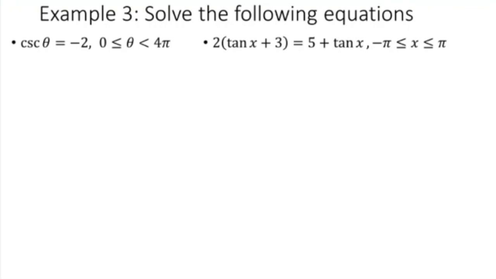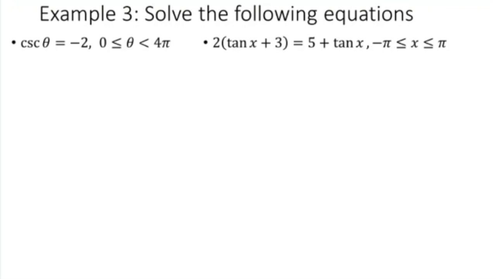Oftentimes, instead of finding every possible solution to a trigonometric equation, we're only going to want solutions in a specified domain. For example, we're going to solve cosecant theta equals negative 2 when 0 is less than or equal to theta, which is less than 4 pi. Secant, cosecant, and cotangent are not necessarily the best trig functions to look at for solving equations. Oftentimes, we're going to want to rewrite them as either sine, cosine, or tangent using the reciprocal properties.